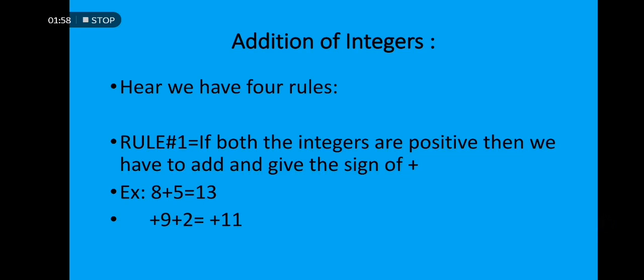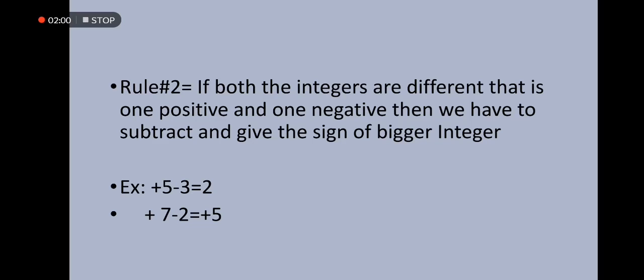Rule 2: if we have two different integers, that is one is positive, one is negative, then we have to subtract. Two different signs, always subtract and give the sign of the bigger integer. In the first example I gave, plus 5 minus 3. Two different signs, subtract. 5 minus 3 is 2 and give the bigger integer's sign, that is plus. In example 2 I gave, plus 7 minus 2. Again two different signs, so subtract, that is 5, and give the bigger integer's sign, that is plus.